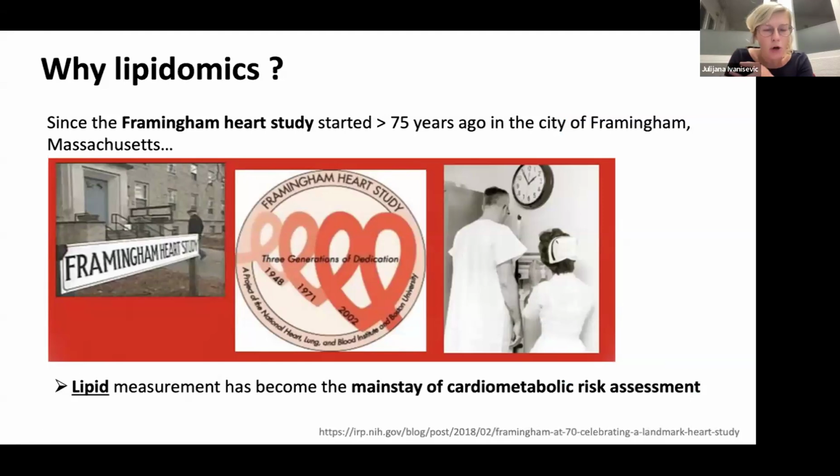So why lipidomics, and why is the time right today to integrate lipidomics as a powerful phenotyping approach in epidemiological studies? Well, ever since the Framingham Heart cohort started, more than 70 years ago in Massachusetts, and this very tight association between circulatory cholesterol and the risk of heart disease was revealed, lipid measurement has become and remained the mainstay of cardiometabolic risk assessment.